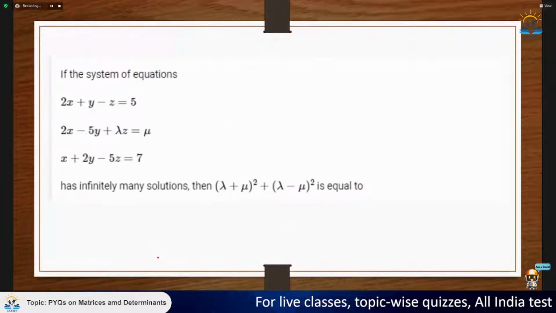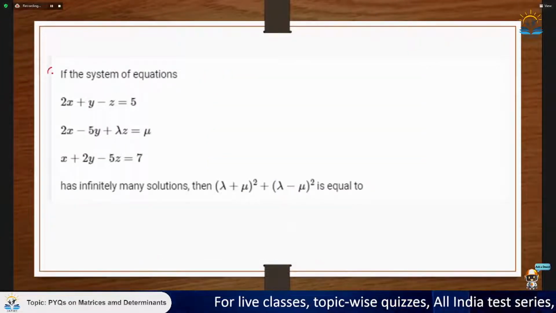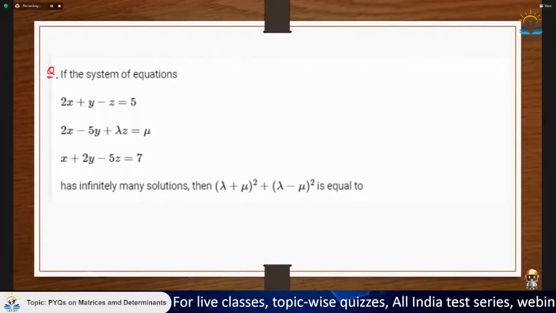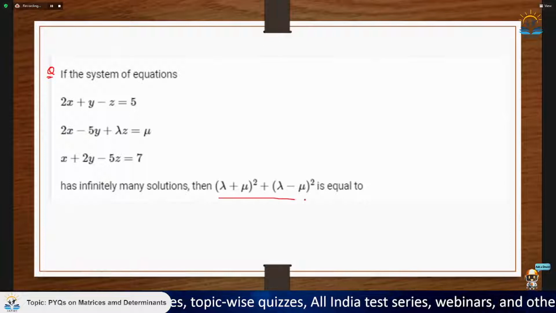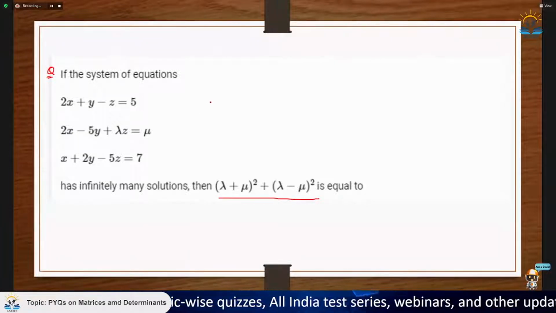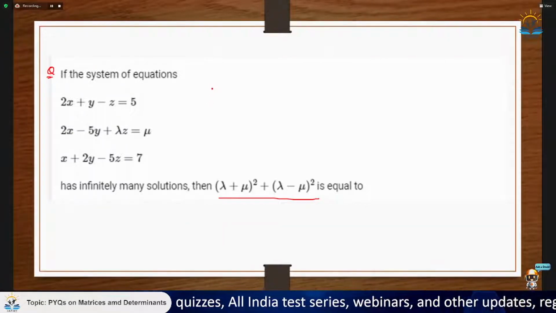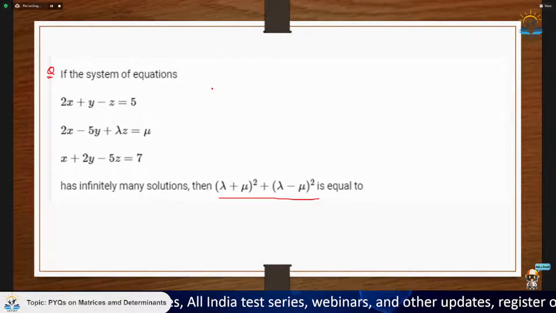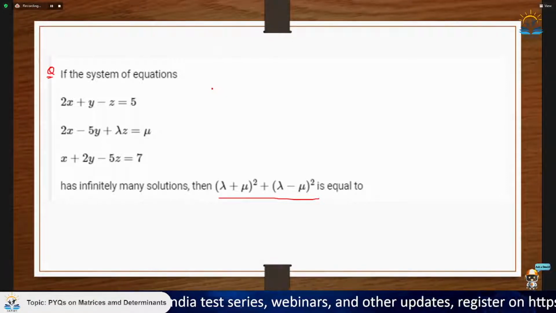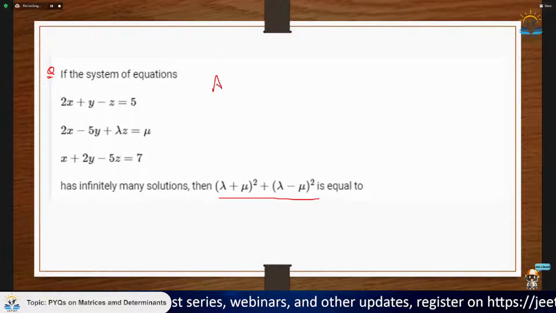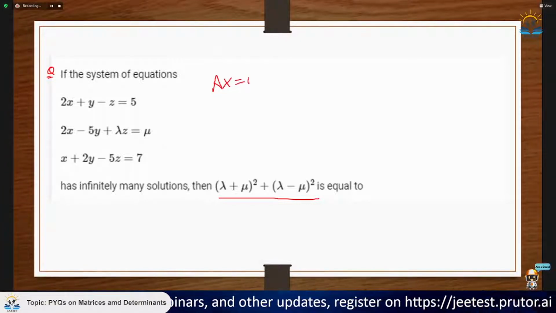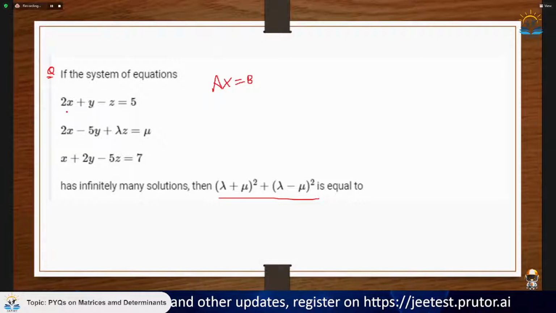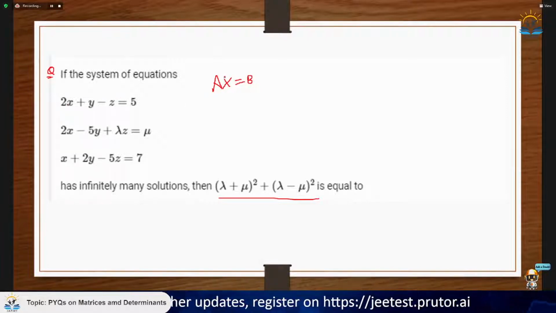Moving ahead to the next question now. If the system of equations, मेरे को तीन equation दी हुई है, has infinitely many solutions, then this thing is equal to what? I told you yesterday, मतलब on Saturday, that if we are given infinite solutions, this implies that determinant of my, I told you now, we will solve this thing using matrix method. And in matrix method, Ax is equal to B, where A represents the matrix of coefficients of x, y, z. X is nothing but x, y, z only, and B is 5, mu, 7.